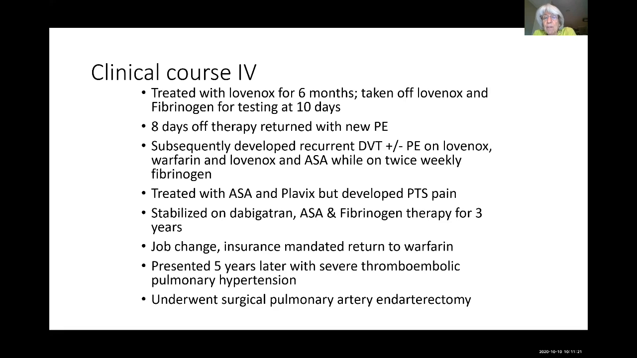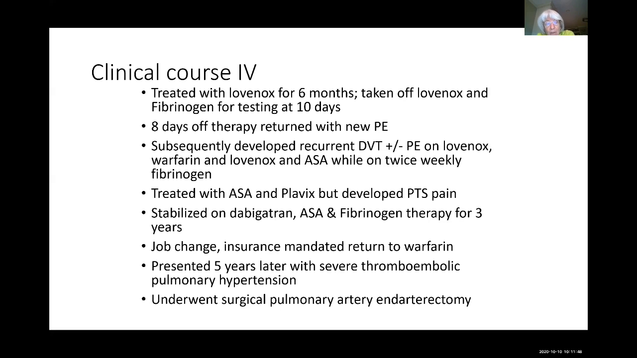Subsequently, we had a terrible 6 months to a couple of years where there were DVTs with or without PEs on Lovenox, on warfarin, on Lovenox with aspirin, and all of these combinations were getting twice weekly fibrinogen replacement. We tried treatment with aspirin and Plavix, but there were a lot of problems with post-thrombotic syndrome. Finally, we had things stabilized on dabigatran, aspirin, and fibrinogen for 3 years.